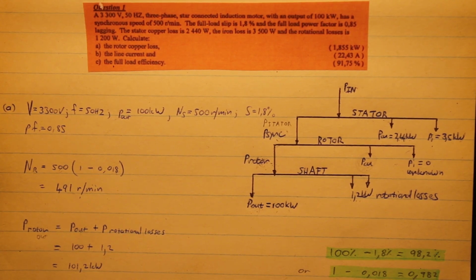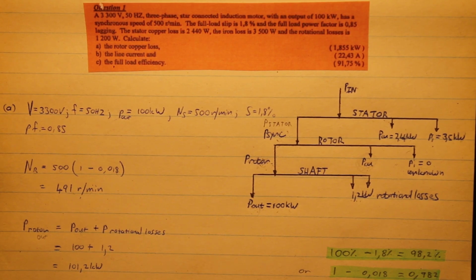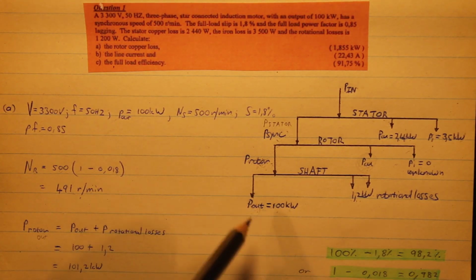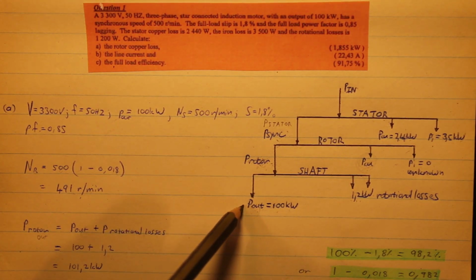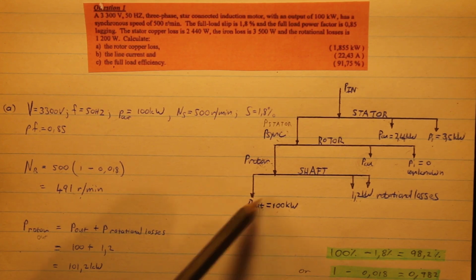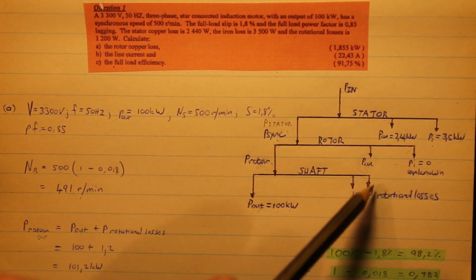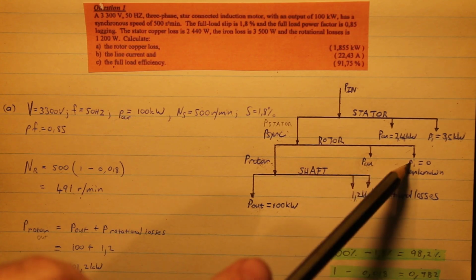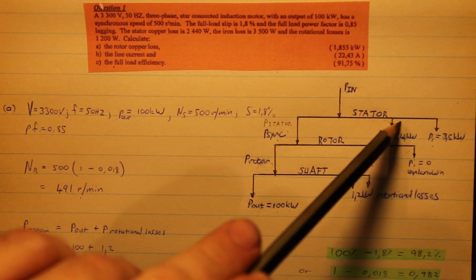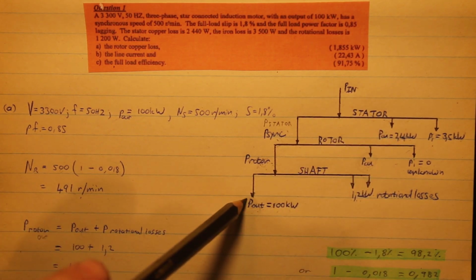All right, so let's look at the first question now. What they say is we have a 3300 volt, 50 hertz, three-phase, star-connected induction motor with an output power of 100 kilowatts. So what is that output power? That is the power that is output by the shaft. That's what we have left over after all these losses, the rotational losses, the copper and the iron loss of the rotor, and the copper and iron loss of the stator. So that's the available output power to turn a pump or a fan, as an example.